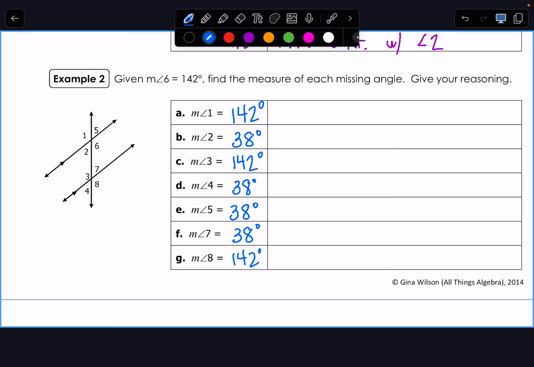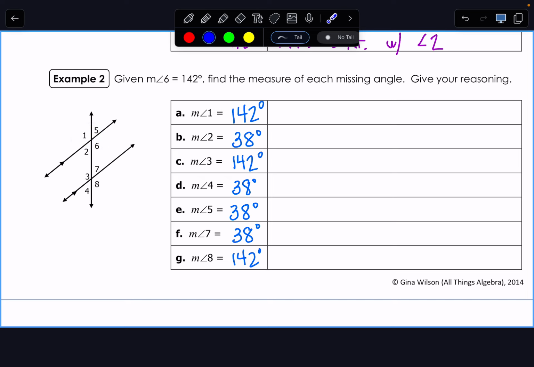Okay. So we had angle 6. So angles 6 and 3 are congruent because they're alternate interior angles. 6 and 7 are supplementary because they are consecutive interior angles. 6 and 8 are congruent because they are corresponding angles. 6 and 1 are congruent because they are vertical angles. We could go all day with this, couldn't we?